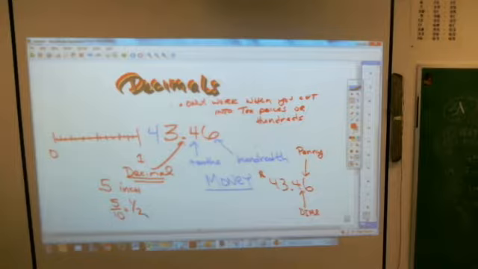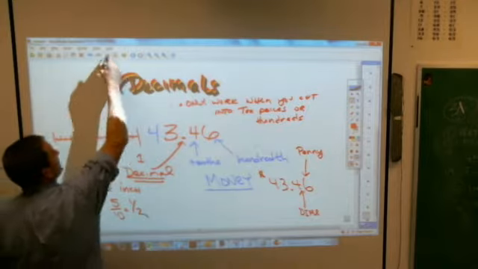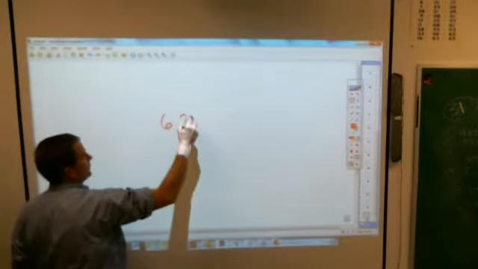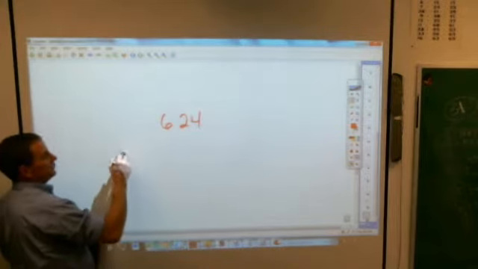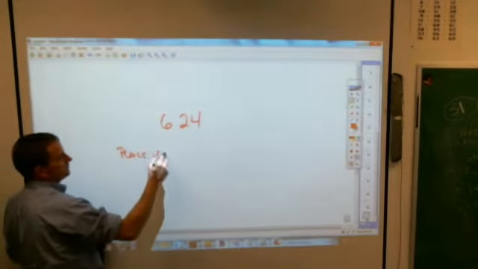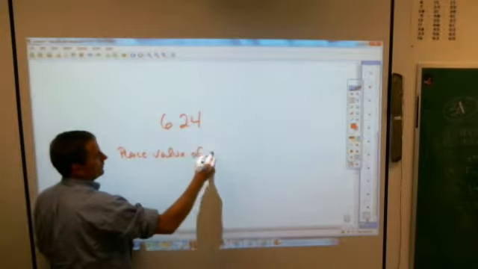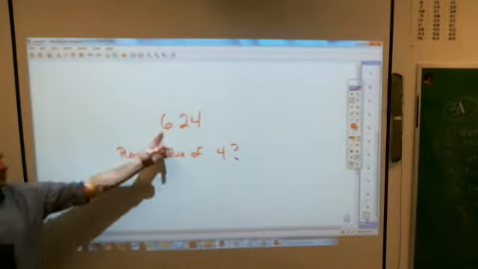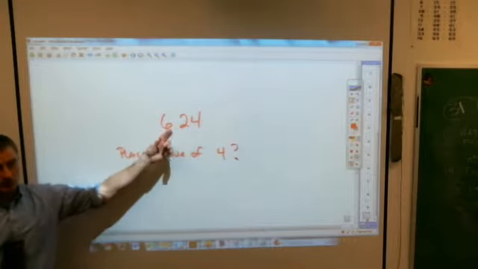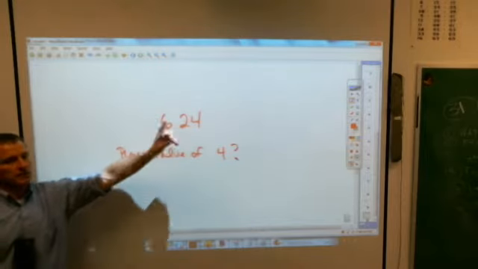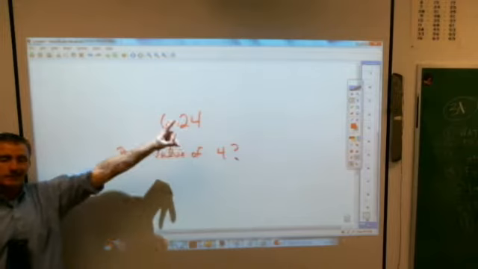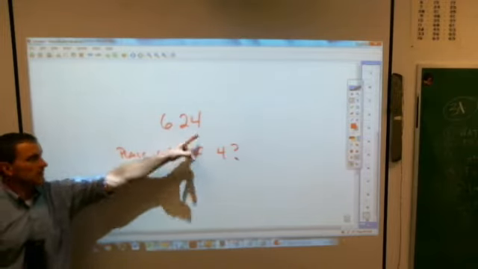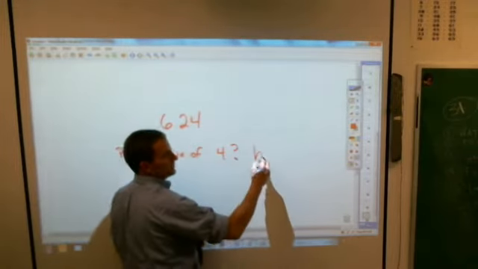Here's a question: what is the place value if you have $6.24? What is the place value of the 4? You know, the 6 is in the units place, or the ones place. The 4 is in, and here's where you have to be careful. The 4, Ethan, is in the... okay, yeah, it's in the hundredths.